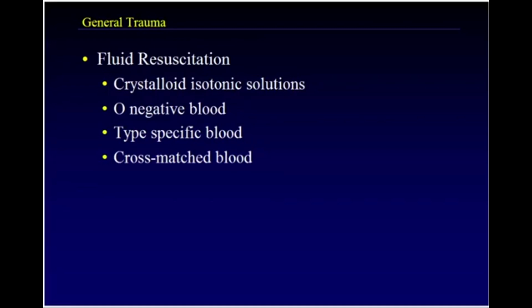However, of course, it is the one that's least available acutely in your resuscitation. So you go through this protocol, and as soon as you have cross-match blood available for the patient, you'd want to give that. At a very minimum, we want to try to give type-specific blood as soon as possible.